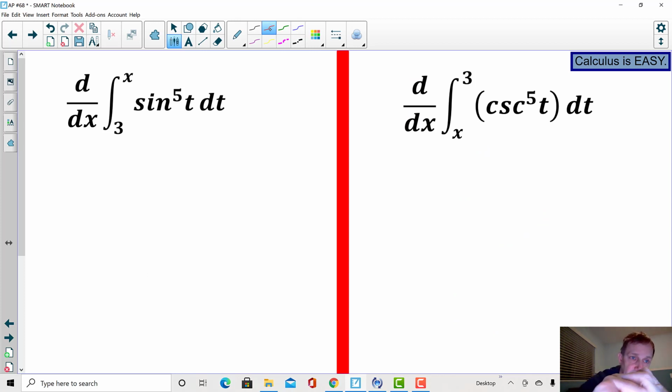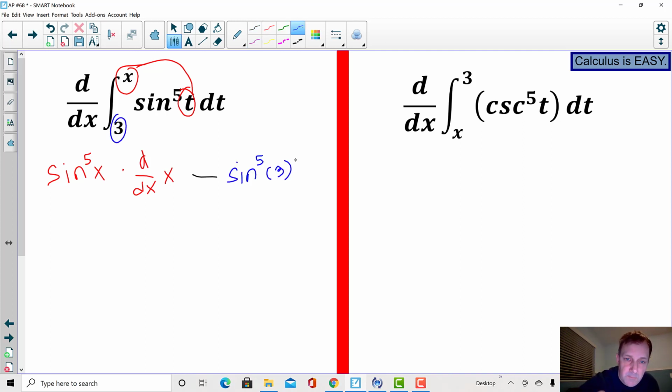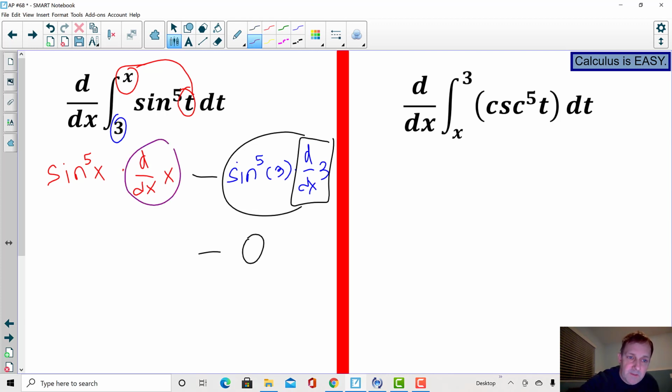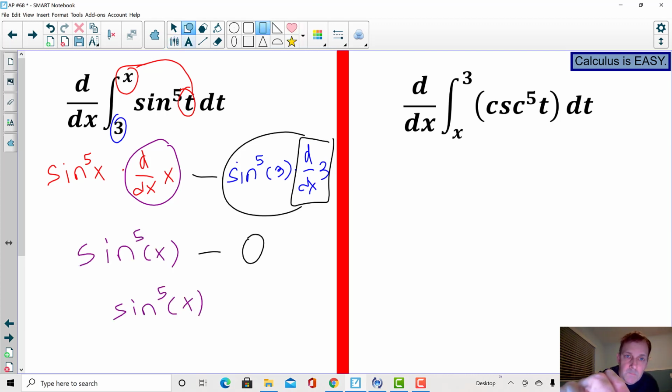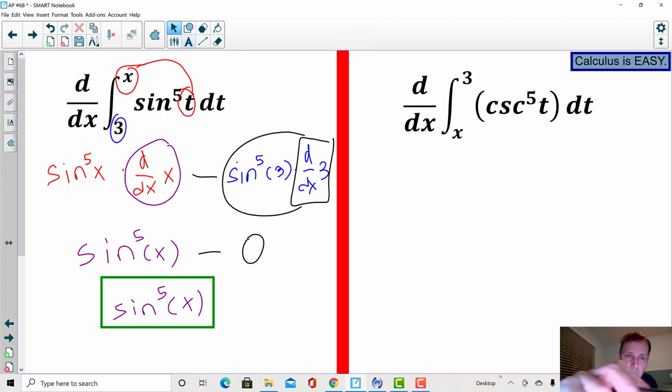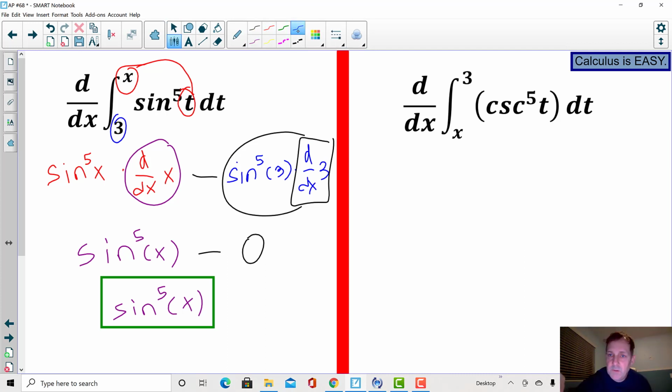Okay, this is just review, but we're just going to do the derivative of the integral. For this one, we're going to plug in the x, and then we're going to do the derivative of x. Then we do minus, and we plug in the 3, and we do the derivative of 3. Now the derivative of 3 is going to be 0, so this entire piece is going to become 0. The derivative of x is 1, so our final answer is just going to be sine of x to the 5th. That's it. Let's put a box around it. And this is just review. Let's do another one of these.